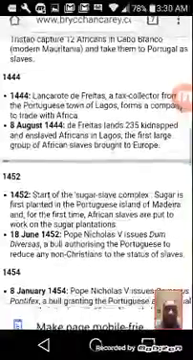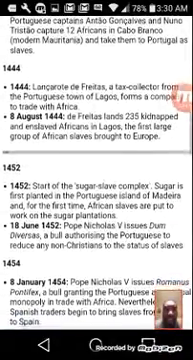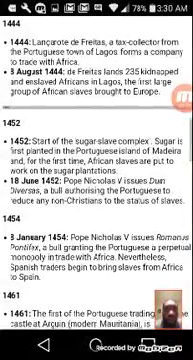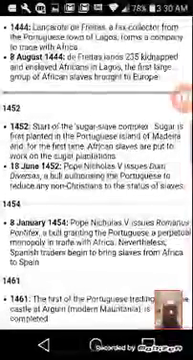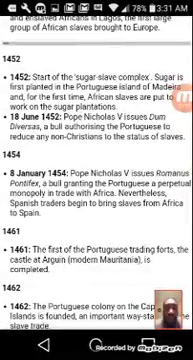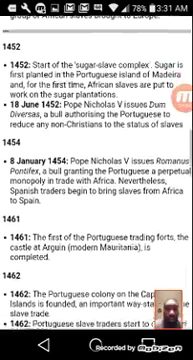1444 says, Lançarote de Freitas, a tax collector from the Portuguese town of Lagos, forms a company to trade with Africa. On the 8th of August 1444, de Freitas lands 235 kidnapped and enslaved Africans in Lagos, the first large group of African slaves brought to Europe. And keep in mind, these are Israelite slaves. These are not Africans.